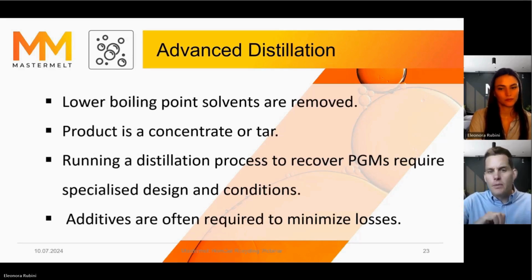Just to note that running a distillation process to recover PGMs does require some specialized design and conditions, and often we have to make additions along the way. So for every process, this is where we're optimizing what we're doing and making sure that it's the most effective. And I mentioned here about the solvents that are removed and what we do with those. So always looking at this in a sustainable way.